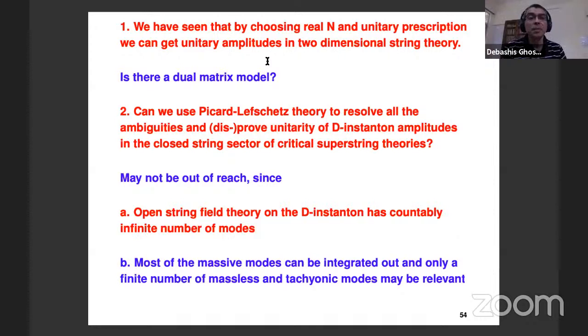Raghu, please ask your question. Yeah, hi Ashok. Thanks for the nice talk. I just have a question. I wanted to see whether I understood.